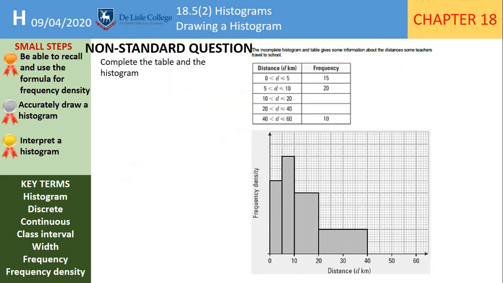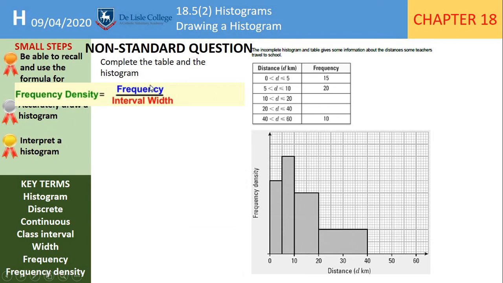A non-standard question then. You'll remember from the last lesson, a non-standard question we looked at was when we had some of the frequency information filled in, we had some to complete, and we also had a histogram, but we had no scale, no frequency densities labelled up the side. So the first thing we need to do is work out what the frequency density is for some of these, so that then we can use it to fill in the rest of the table.